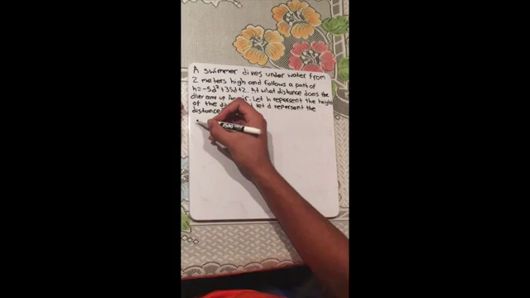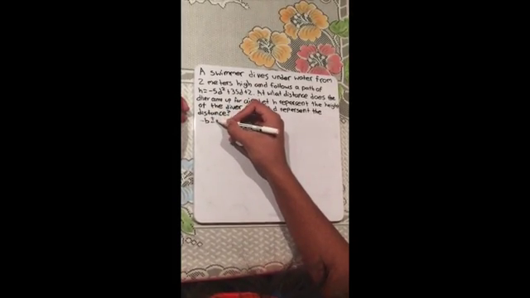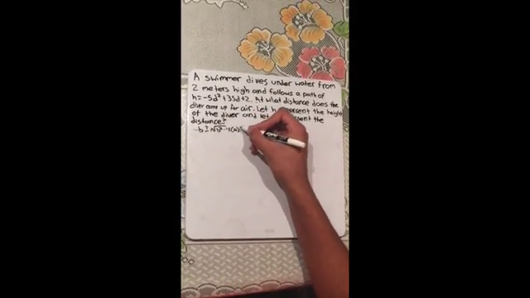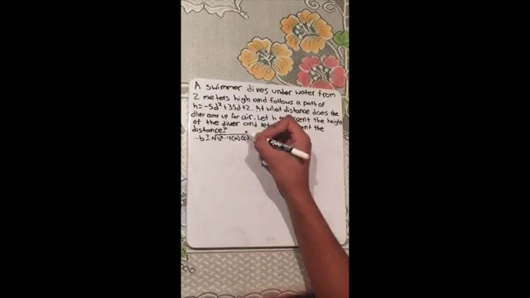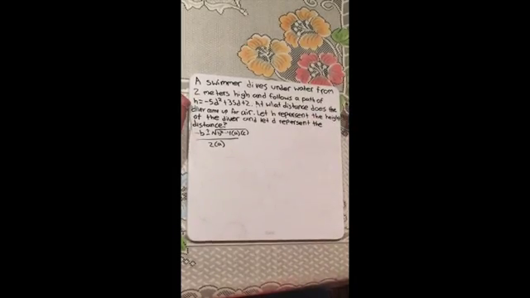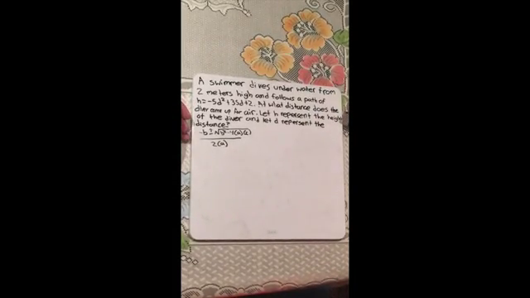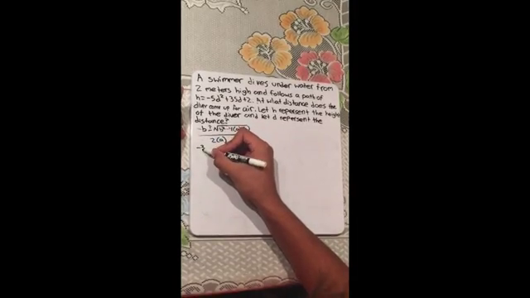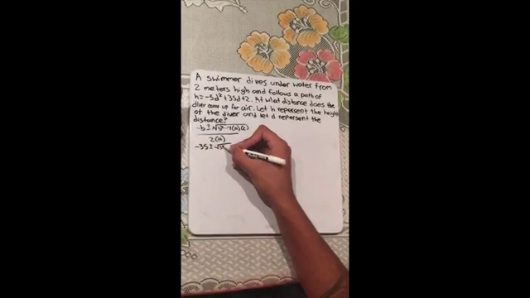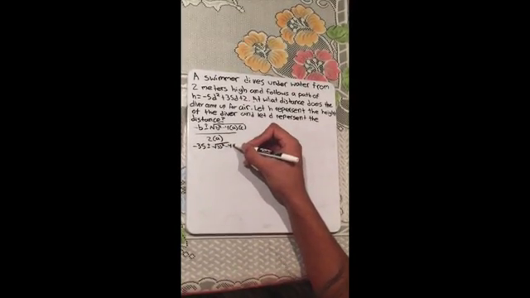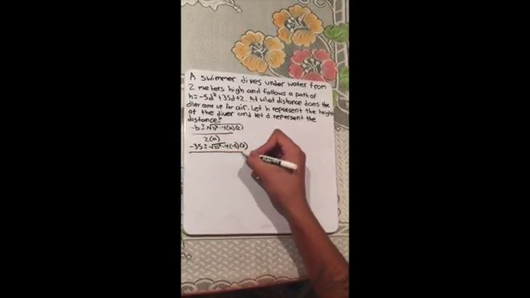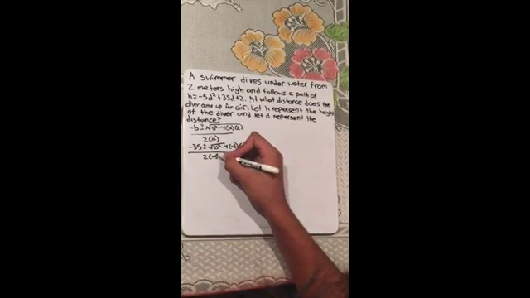And the quadratic formula is negative b plus or minus the square root of b squared minus 4 times a times c, over 2 times a. So now we're going to use the values we have in the standard form and substitute them into the quadratic formula. So we're going to have negative 35 plus or minus the square root of 35 squared minus 4 times negative 5 times 2, over 2 times negative 5.